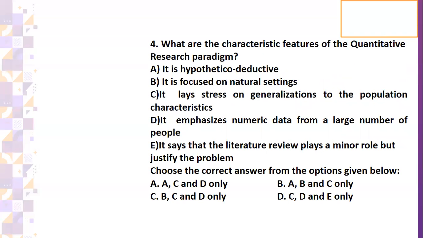We have the fourth question. The fourth question is on the characteristic features of the quantitative research paradigm. So what are the various characteristic features? Let's check. It is hypothetical deductive. It is focused on natural settings, or it lays stress on generalization to population characteristics. It emphasizes numeric data from a large number of people, or it says that the literature review plays a minor role but justifies the problem. So which of them is the characteristic feature of the quantitative research paradigm?